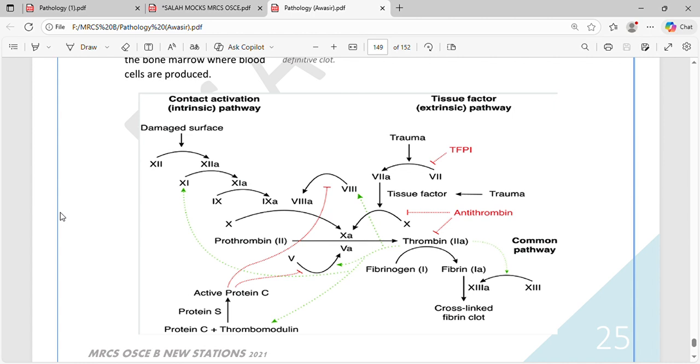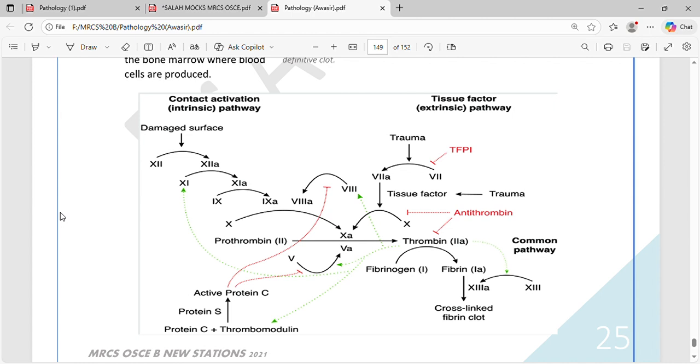On the other side, the tissue factor or extrinsic pathway activates factor 7A. First the release of tissue factor occurs, which converts factor 7 into activated factor 7, and then this converts factor 10 into activated factor 10. Then both these converge and give rise to the common pathway.